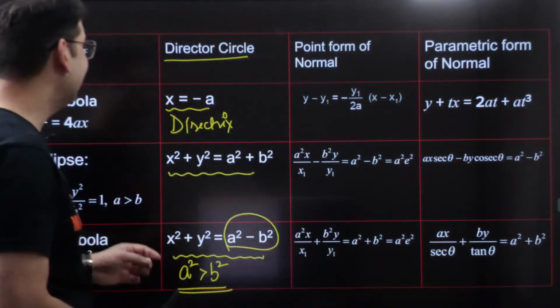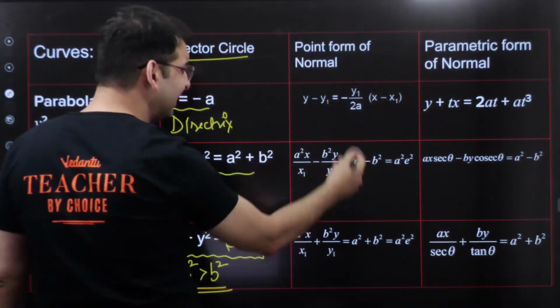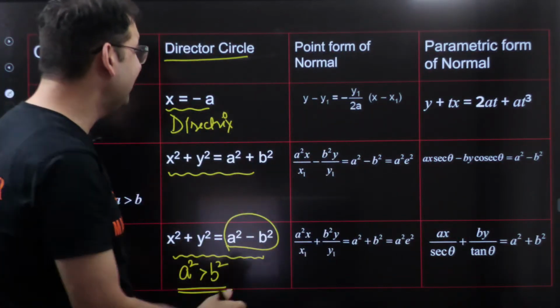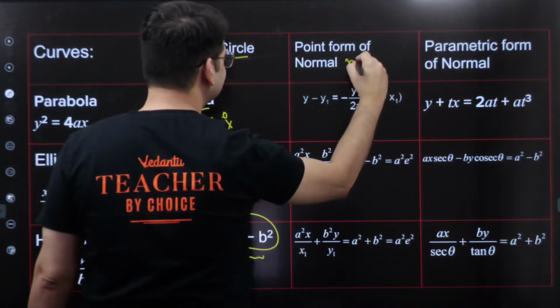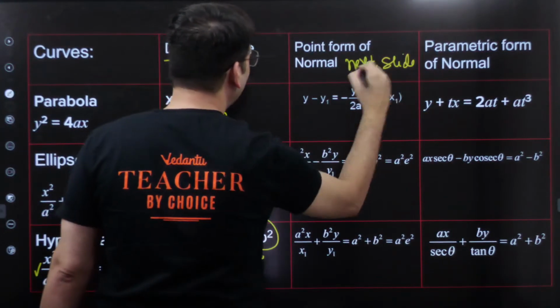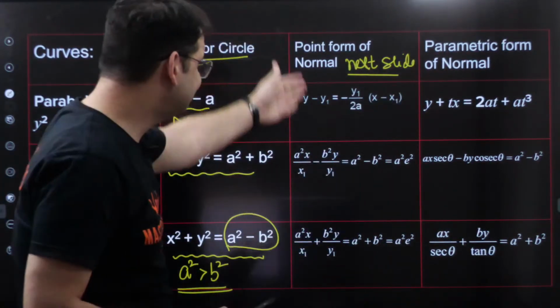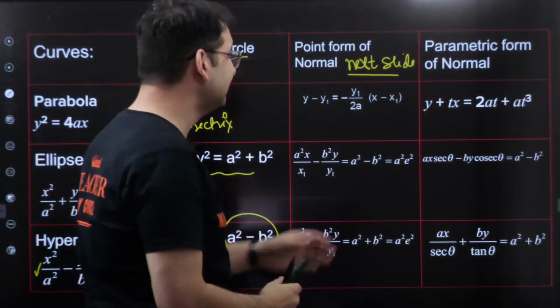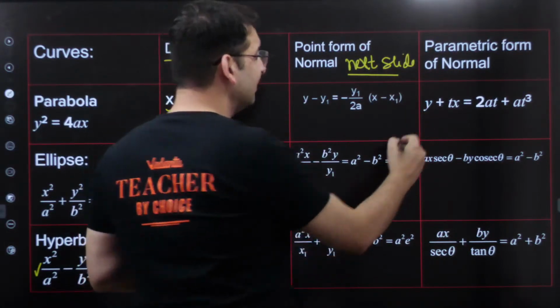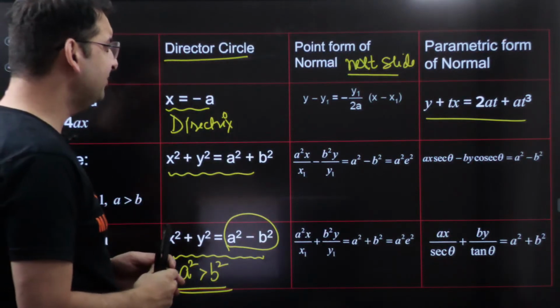That is one, right? Normal form, again, you can skip this. I'll tell you how to remember this, right? So just wait for the next slide. I'll just tell you how I remembered. When I used to prepare for IIT JEE, how did I remember this particular point? And these are parametric forms of the normal. So for normal, y is equal to minus tx plus 2at plus at cube.